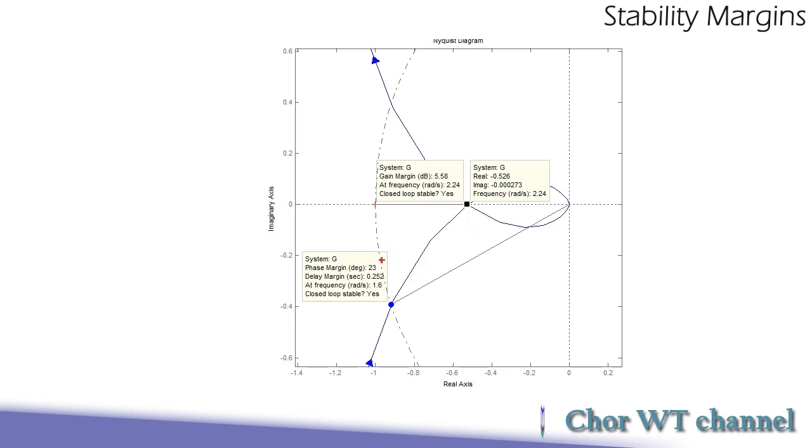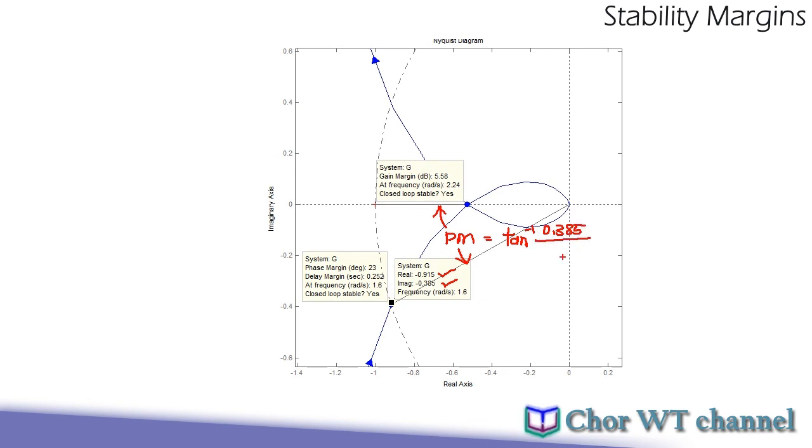Next, we move on to determine this 23. Similarly, what we need to do is locate the points here. We just check these two values, 0.915 and 0.385, and the phase margin is defined as the angle between these two lines. Hence, it will be the inverse tangent of 0.385, the imaginary part, divided by the real part, 0.915. This you should get approximately equal to 28 degrees as shown in here.